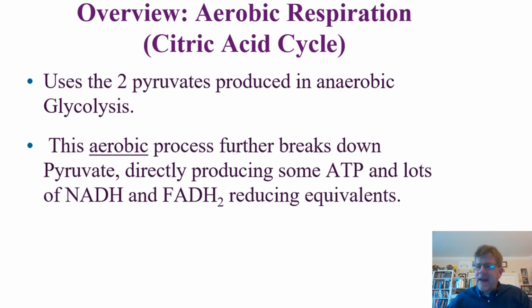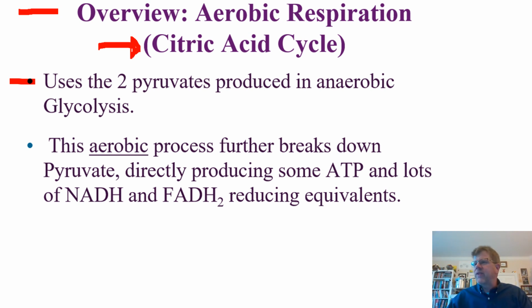Okay, so by the end of this particular lecture, ultimately we're just going to look at the preparation of pyruvate, that 3-carbon pyruvate produced in glycolysis, to be sent into the citric acid cycle. So let's look at an overview of this aerobic respiration, it's called, but what it really is the citric acid cycle. Just to summarize, it uses the 2 pyruvate molecules, those 3-carbon pyruvates produced in glycolysis.